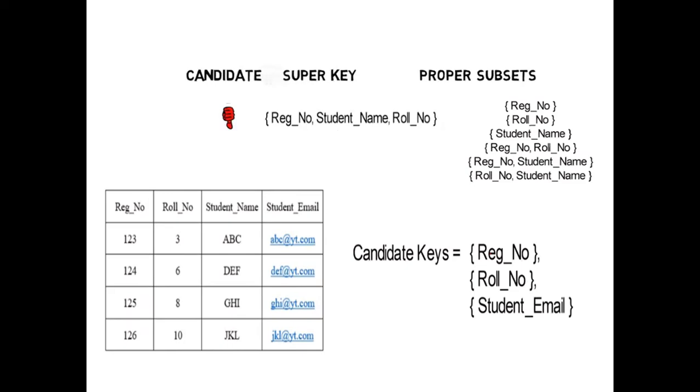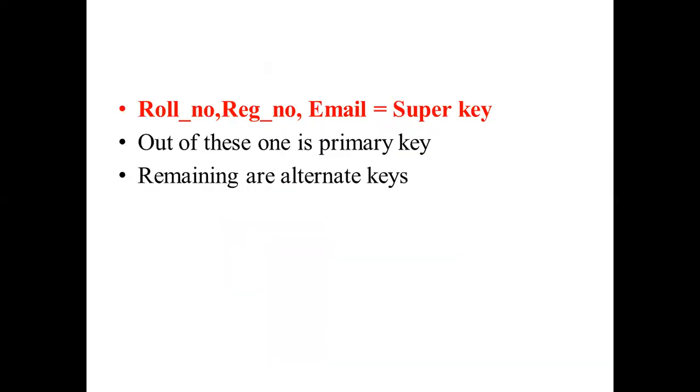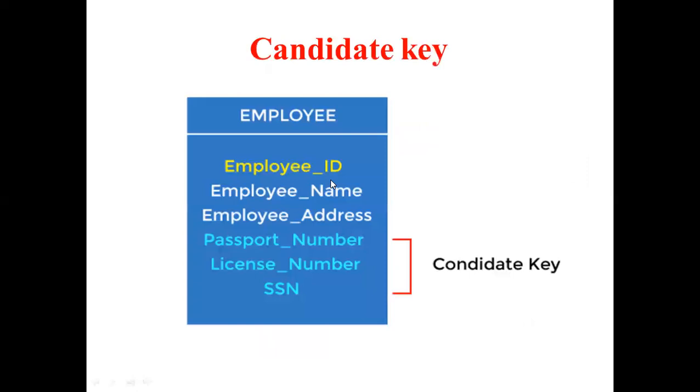So in this way, we are first finding out the set of super keys. From that, for each and every super key, we calculate the proper subsets. If any element from that proper subset is already available in a super key, then it is not eligible to become a candidate key. Hence, these are roll number, registration number, and email. These all are available as a super key. Out of this, only one will become the primary key, and all the remaining are called alternate keys.